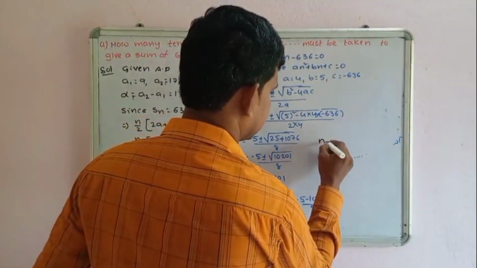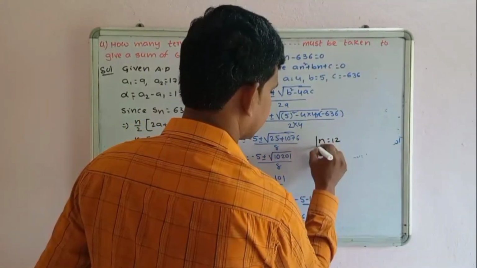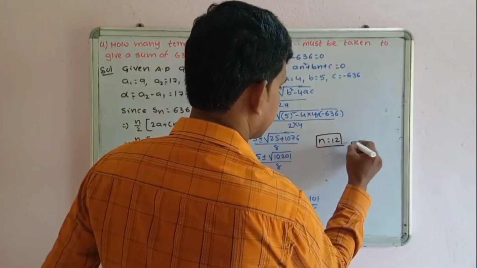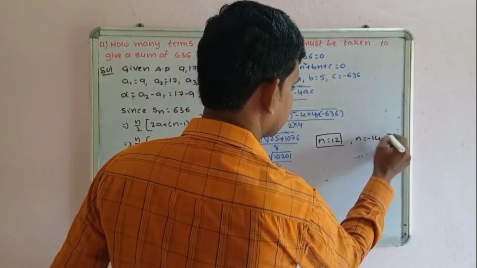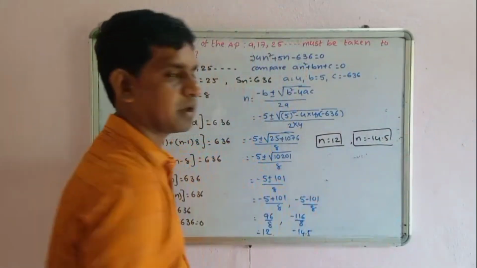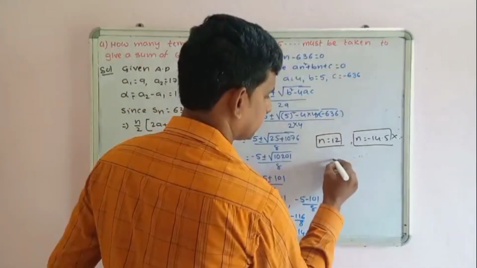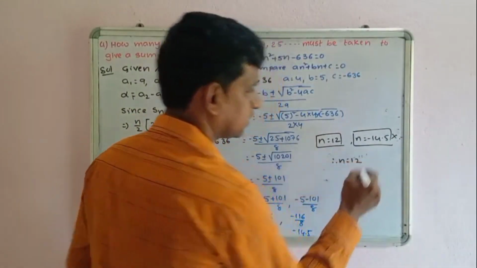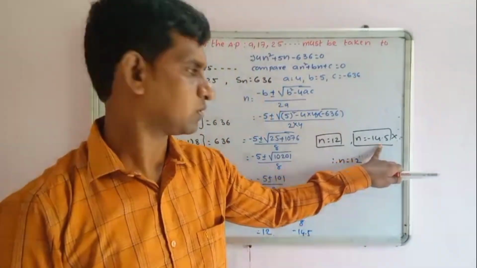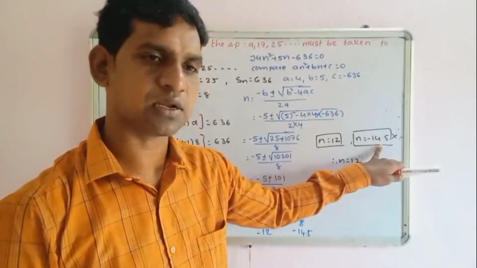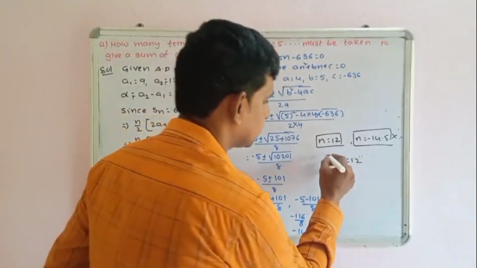n equals 12, and one more value, n equals minus 14.5. Okay, but the number of terms is not possible in negative. Therefore the value of n is 12, because negative terms are not possible. So a negative number of terms is not possible. So therefore the value of n is 12.